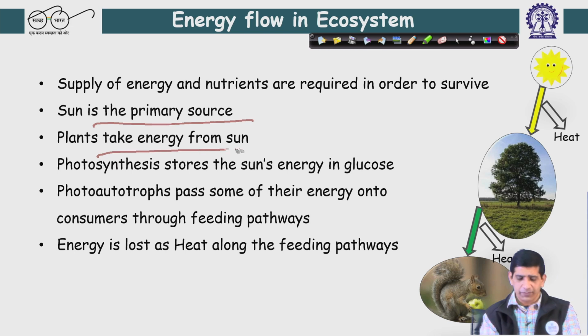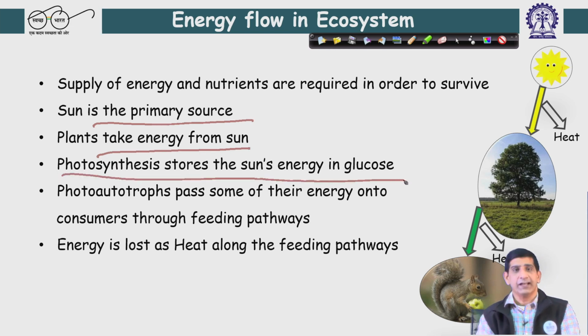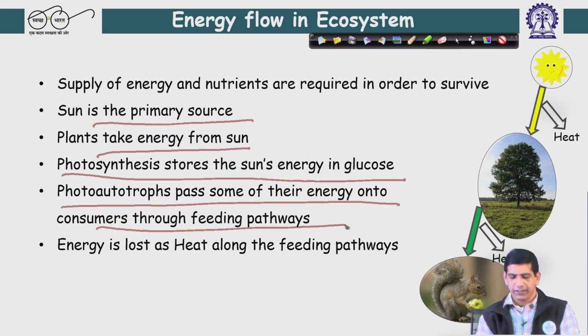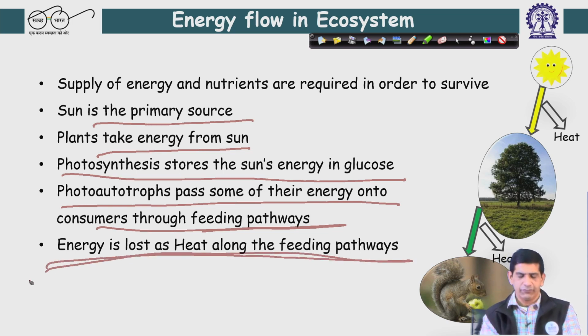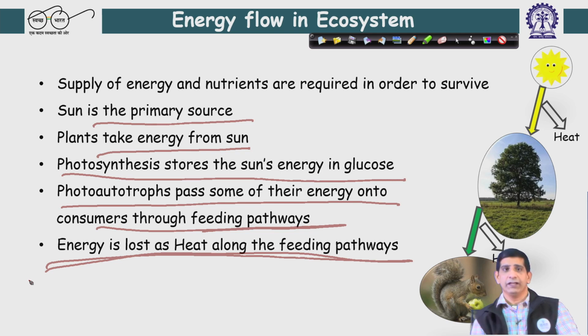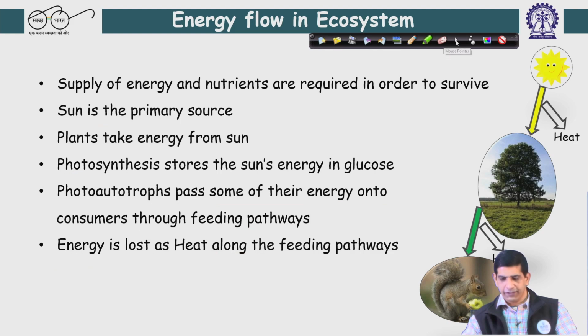Plants take energy from the sun. Photosynthesis stores the sun's energy in glucose, in the food. Now phototrophs pass some of their energy into consumers through feeding pathways. Energy is also lost as heat along the feeding pathway. Transfer of energy is not complete; we end up losing a lot of energy along the feeding pathway. So the efficiency is not very high, as you will see in some examples that we will look at in the next few slides.